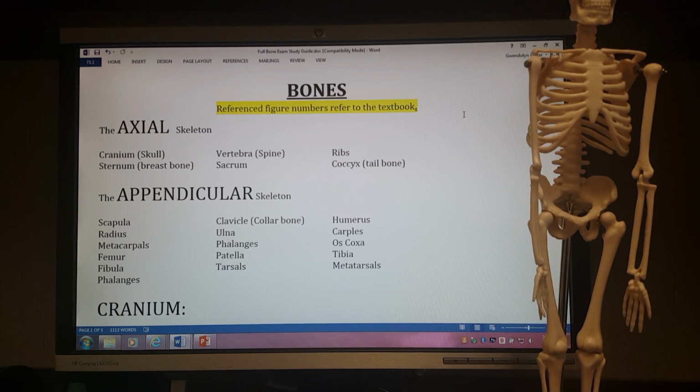Time to study for the bone exam. So for your bone exam, you'll have 25 questions, and each of those questions will have 4 questions underneath. So you'll have 25 bones with 4 questions specifically for that bone.